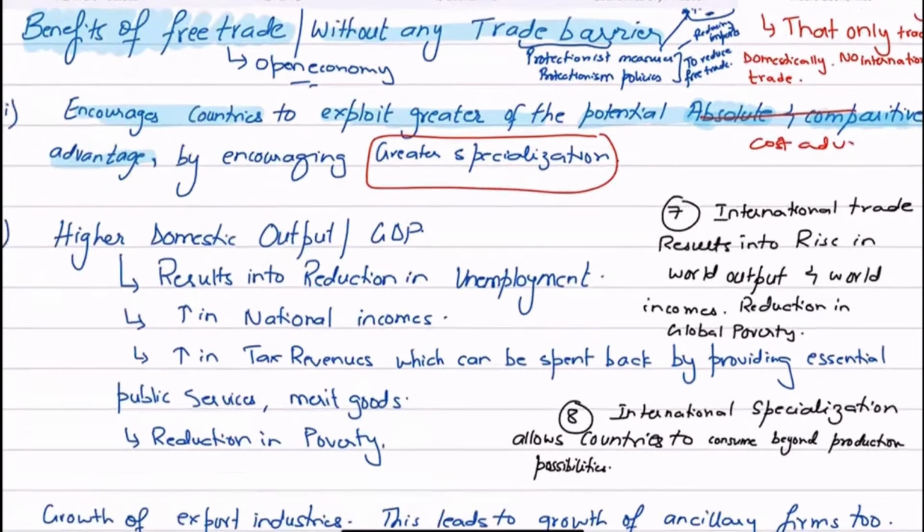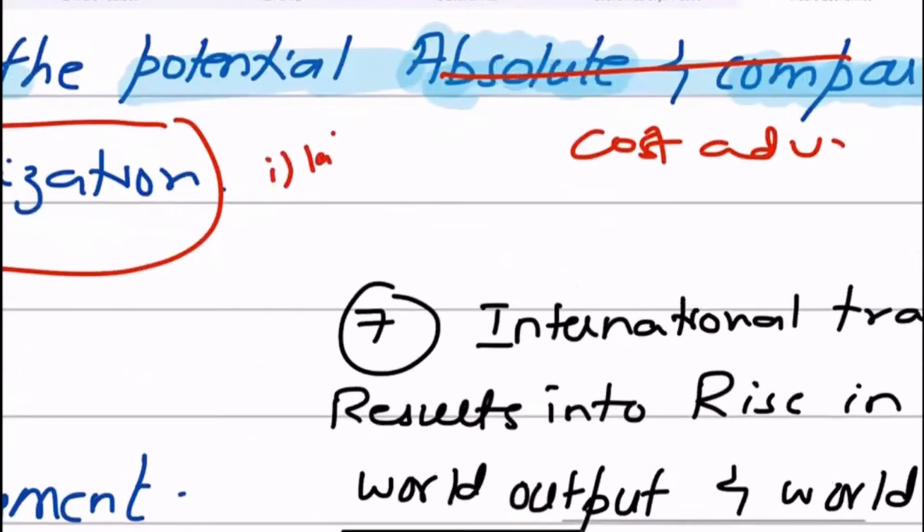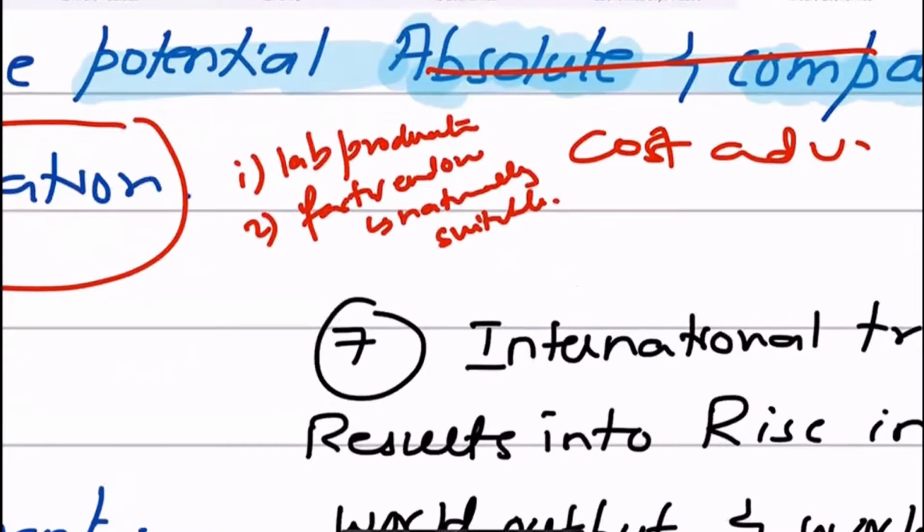Now, why can a country have a cost advantage in something? Maybe because of labor productivity in producing those goods, right? Maybe because the factor endowment, or the factors of production, are naturally suitable, not something to do with us. Like we have rivers, we have good soil, our geographical location is such. Or maybe because of good skills, or labor efficiency, or high labor productivity.